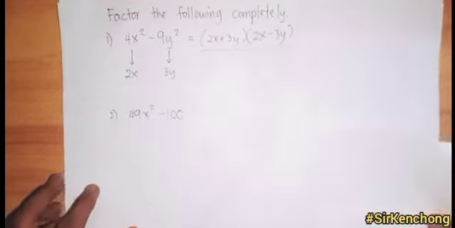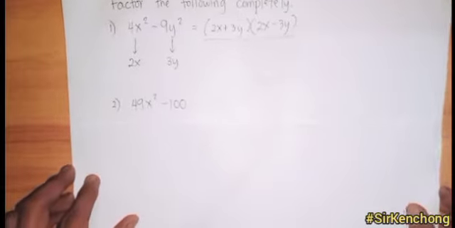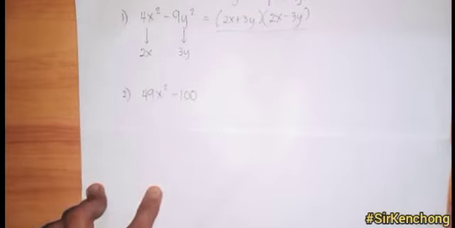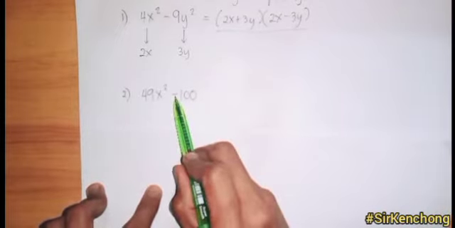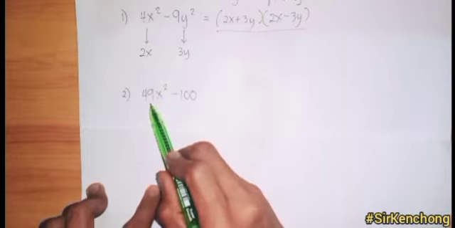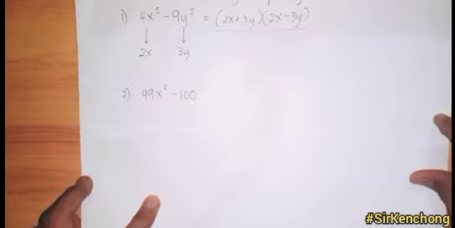Next example. 49x squared minus 100. So, i-check muna natin if this is a difference of two squares. So, merong minus sign between them. Tama. And then, 49x squared. Meron bang square root? Meron din. Yung 100, meron ding square root.